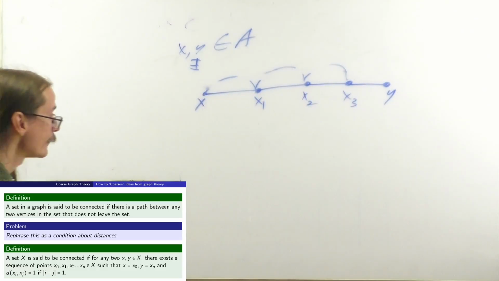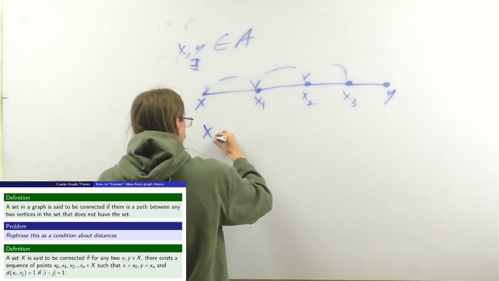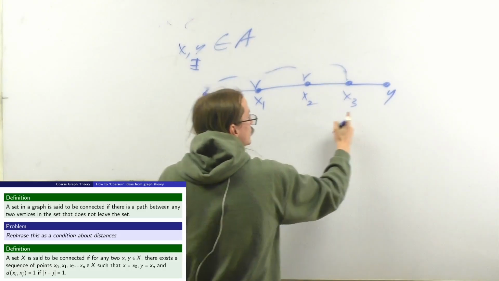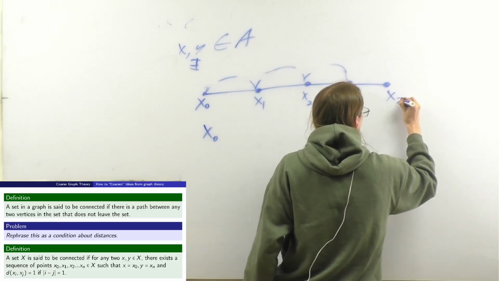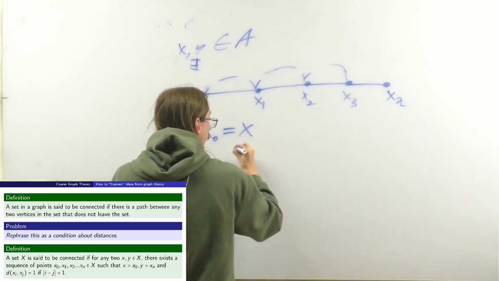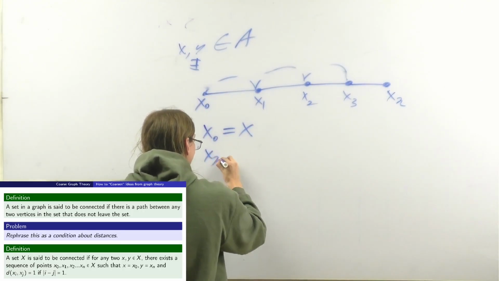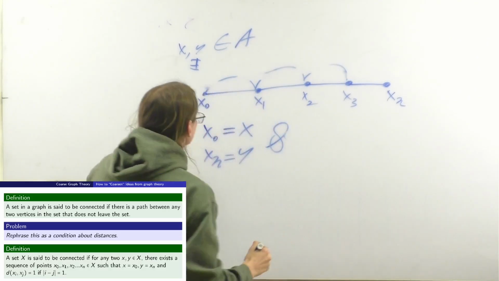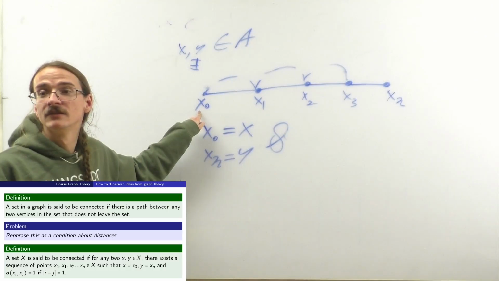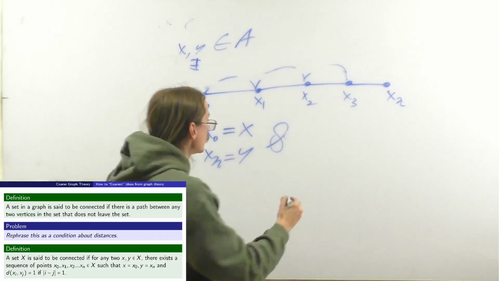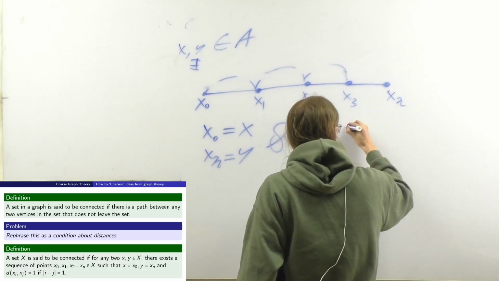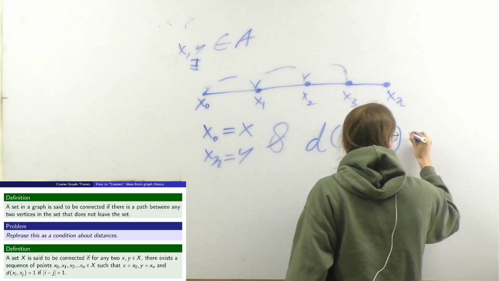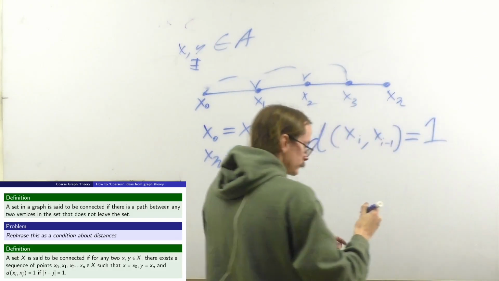And these vertices have conditions. x is the first one, so let's just call this x0. And let's call this one xn. x0 has to be the point we start at, x. The last one, xn, has to be the point we end at, y. And we have this nice little, what's the distance between these 2 points? It's 1. And the distance between x_i and x_(i-1) is equal to 1.